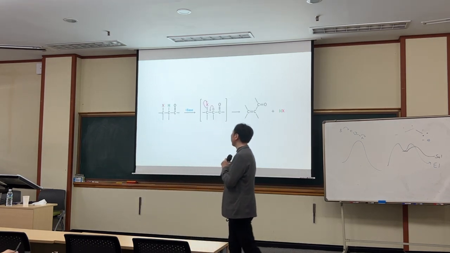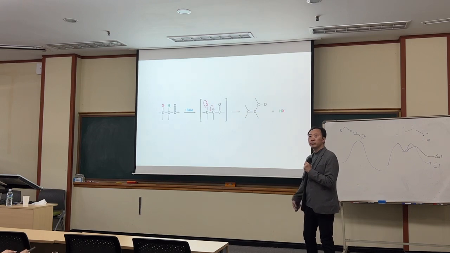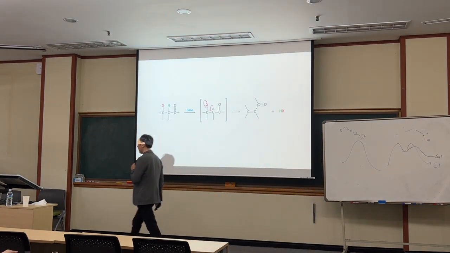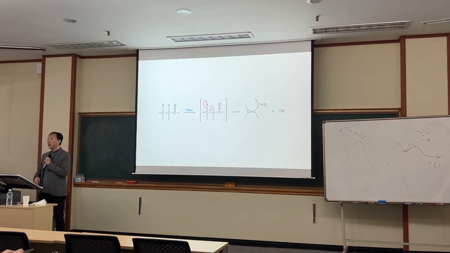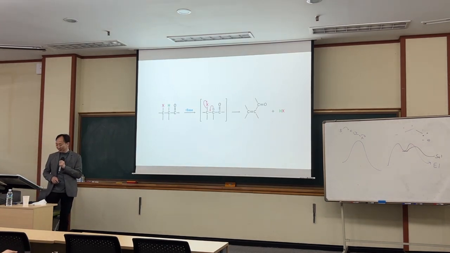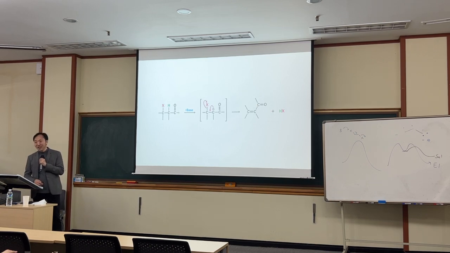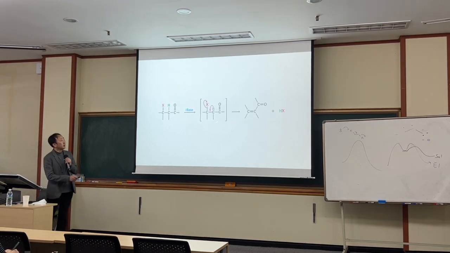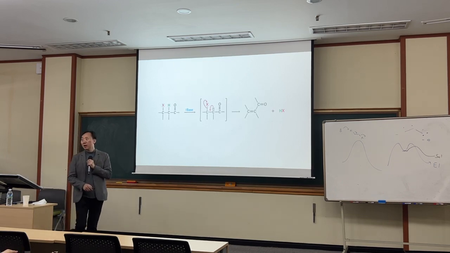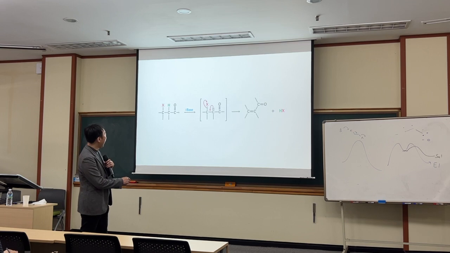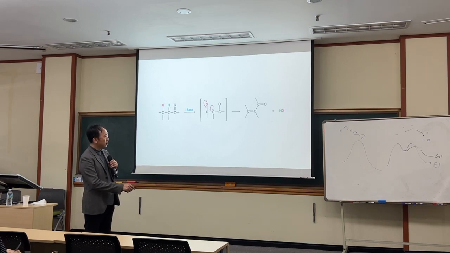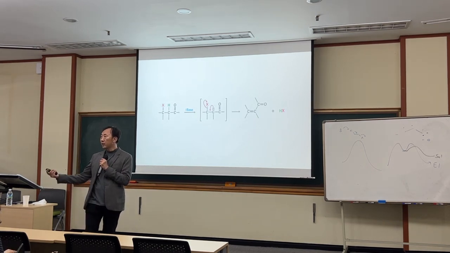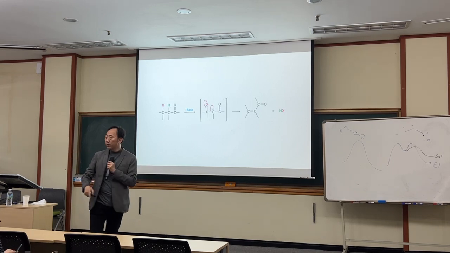Okay. How about this? What is that? This one. Just say again. E2. This is E2. Okay. Any other opinion? This is E1cB. I just said that intermediate-wise, if the intermediate is a carbocation, it's E1. If it's a carbanion, that's E1cB. E2, there is no intermediate. It's only a transition state. The attack coming in and the leaving out happen together.